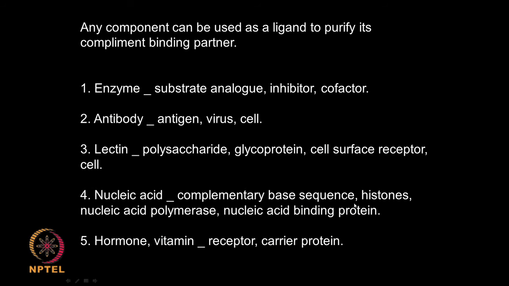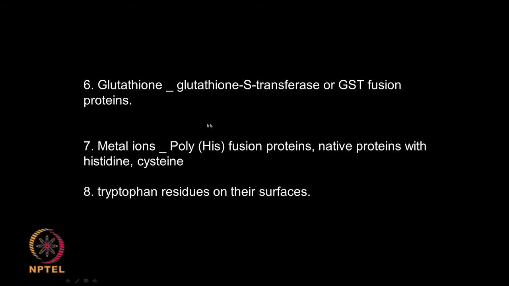acid, complementary base sequence, histones, nucleic acid polymerase, nucleic acid binding protein, hormone, vitamin receptor, carrier protein. So, you can have different types complementing each other, one on the stationary phase and another coming in the continuous phase. More of it: glutathione, glutathione S-transferase or GST fusion protein, metal ions going to poly-His fusion proteins or native proteins with histidine, tryptophan residues on their surfaces, and so on.